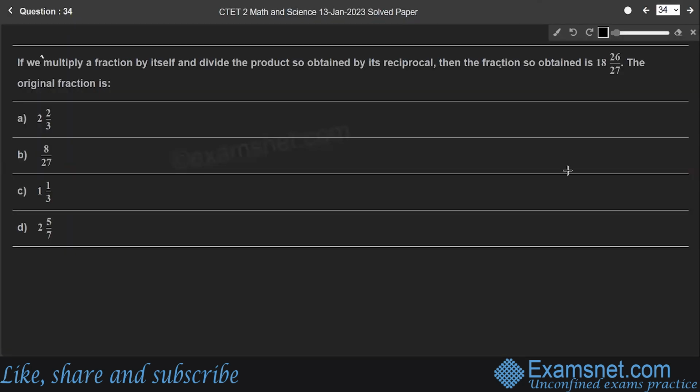Question 34. If we multiply a fraction by itself and divide the product so obtained by its reciprocal, then the fraction so obtained is 18 integer 26 by 27. The original fraction is. So let us consider 1 by x as the original fraction, right?